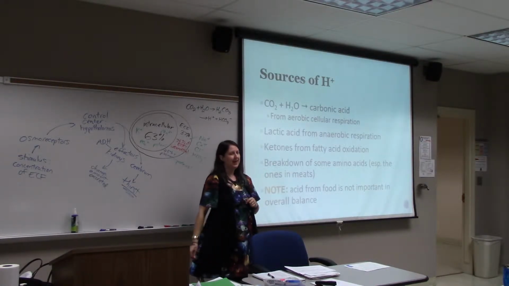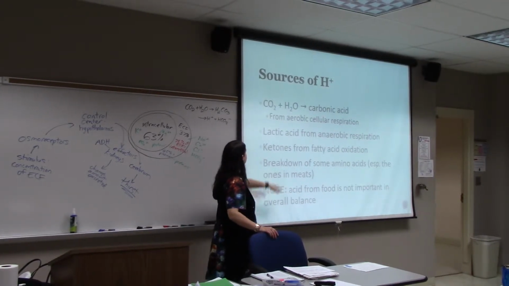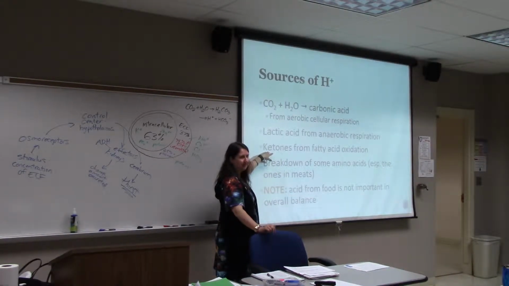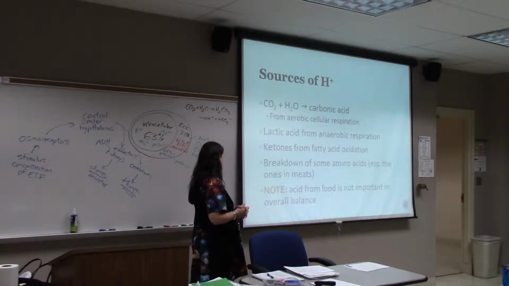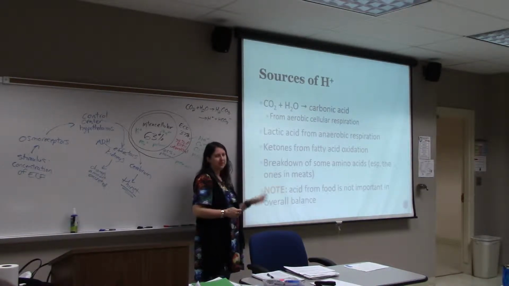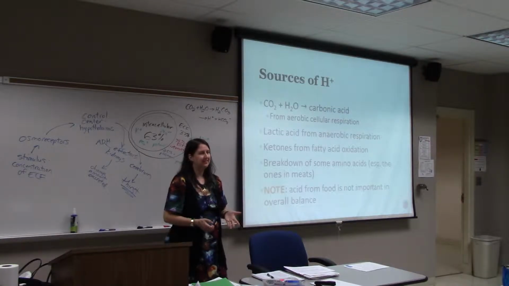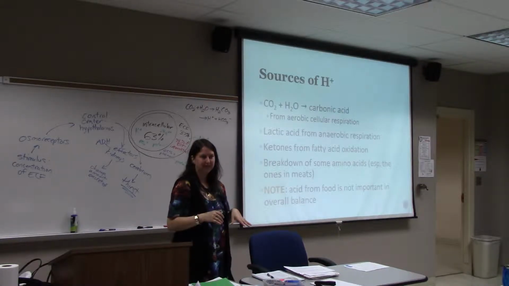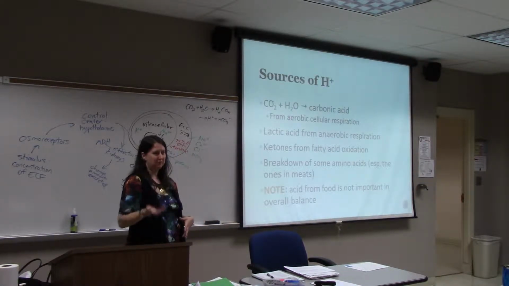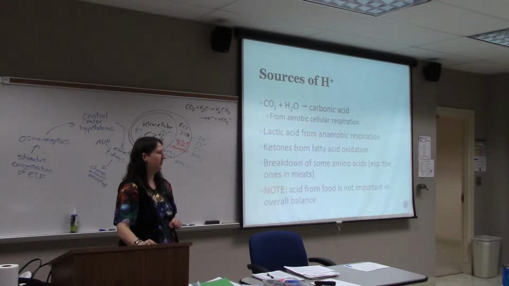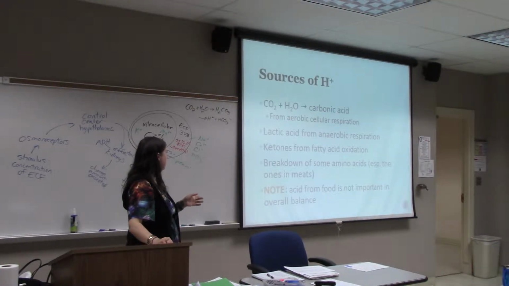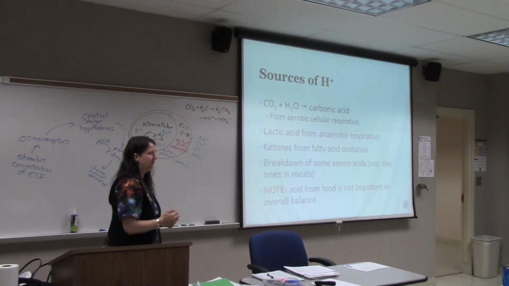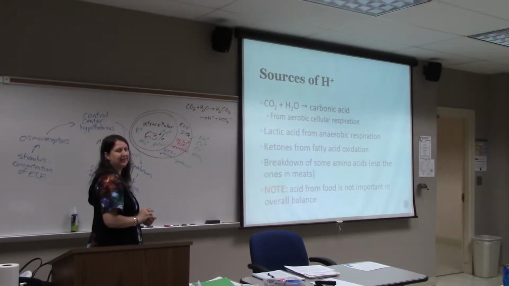But we can't avoid the acid by doing anaerobic respiration because that gives us lactic acid. If we want to burn fats, we get some ketones which can be acidic. Breaking down some amino acids creates acid, after we deaminate, take off the amine and break them down for the energy. Some of them produce more acid than others, especially the ones in meats. So for this reason, vegetarians can actually have alkaline urine because they're not producing as much acid in the body that needs to be excreted.